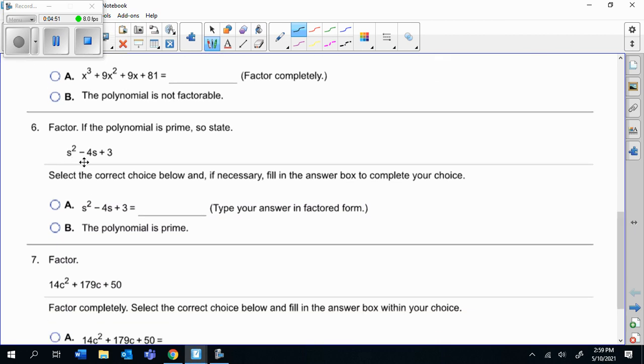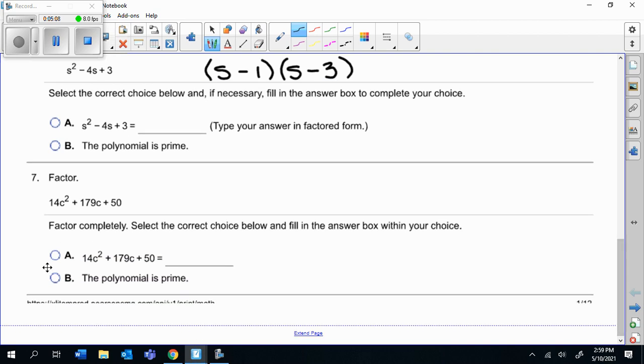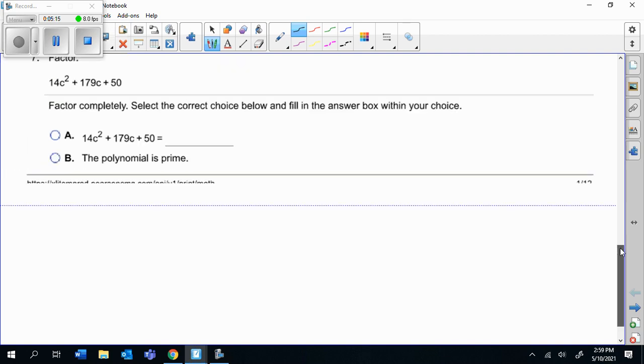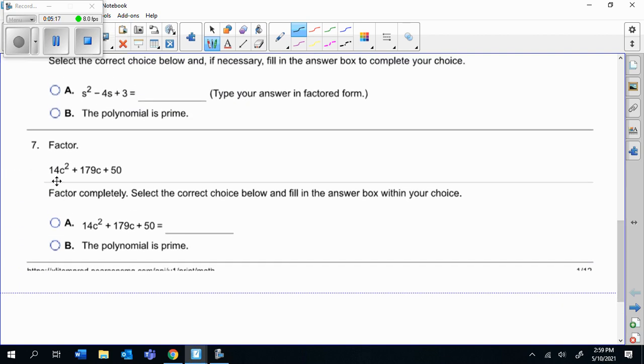We need 2 numbers that add up to negative 4 and multiply to a positive 3. So the only thing that multiplies to 3 is 3 and 1. So if they're both negative, that will add to a minus 4 and multiply to a positive 3. Here, that one's a little trickier. Are there going to be any common factors? Well, 14 only has 2 and 7, and 7 doesn't go into 50, so it really doesn't.